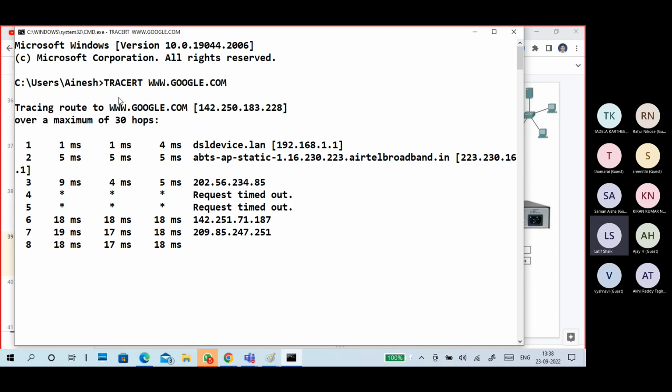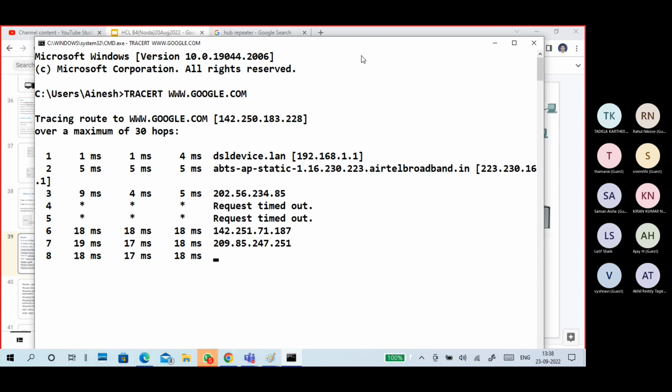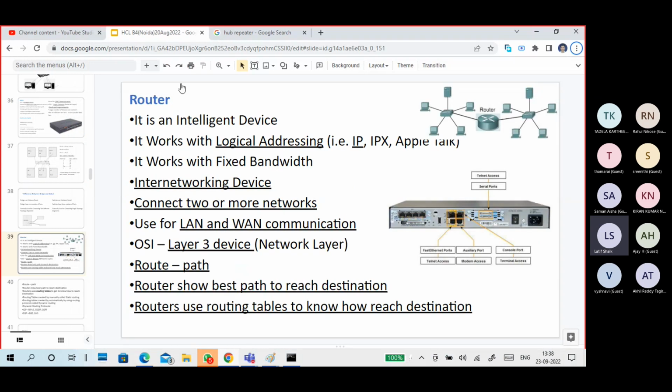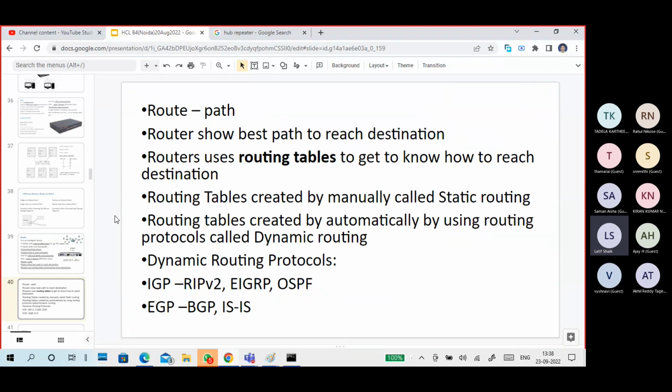Now it is going somewhere. Understand, guys, what is the use of traceroute? We'll reach the destination. Again, what is the use of a router? Showing the best path to reach the destination. Again, guys, route means path. A router shows the best path to reach the destination.